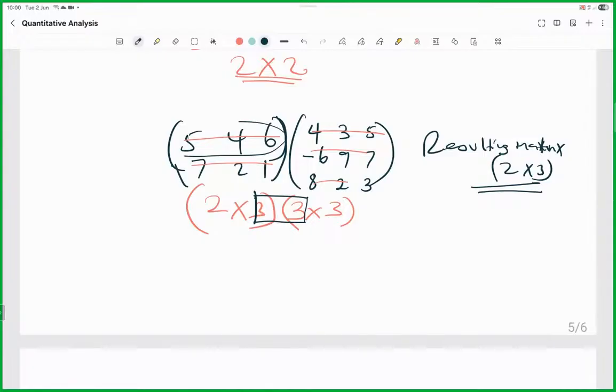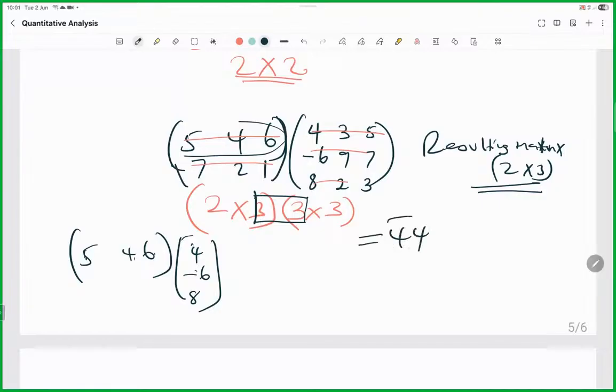So long as I remember in my mind, as I'm doing this 5, 4, 6, the column number 1, 4, negative 6, and 8, I'm doing at the back of my mind, first ones plus second ones plus third ones. Now I have a calculator here, I don't have to write too much. So it will be 5 times 4 plus 4 times -6 plus 6 times 8. Give me a figure.